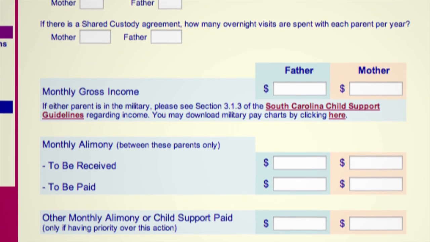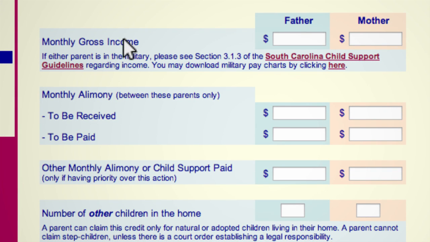The income section is next. Monthly income is used. Gross income is the amount you make before anything is taken out. It is usually the first block on a paycheck stub. If you are paid weekly, multiply the gross amount by 4.33 to get the monthly amount. We'll use $2,000 for our example.